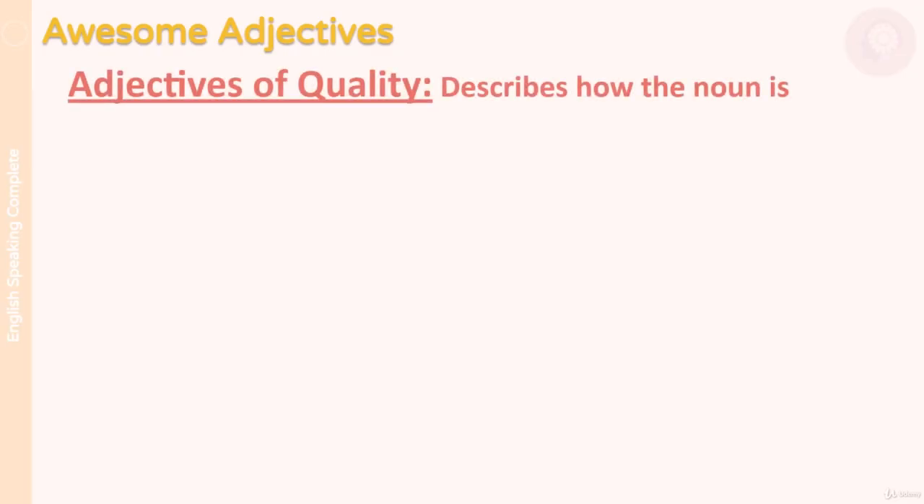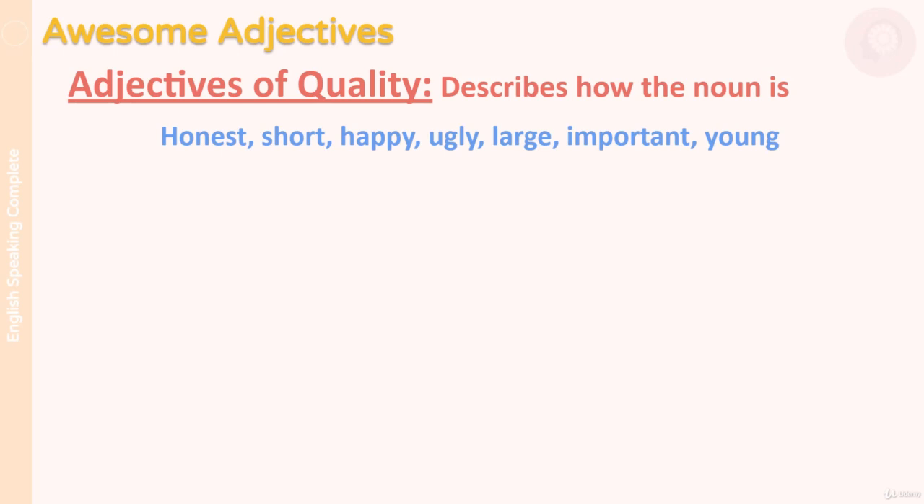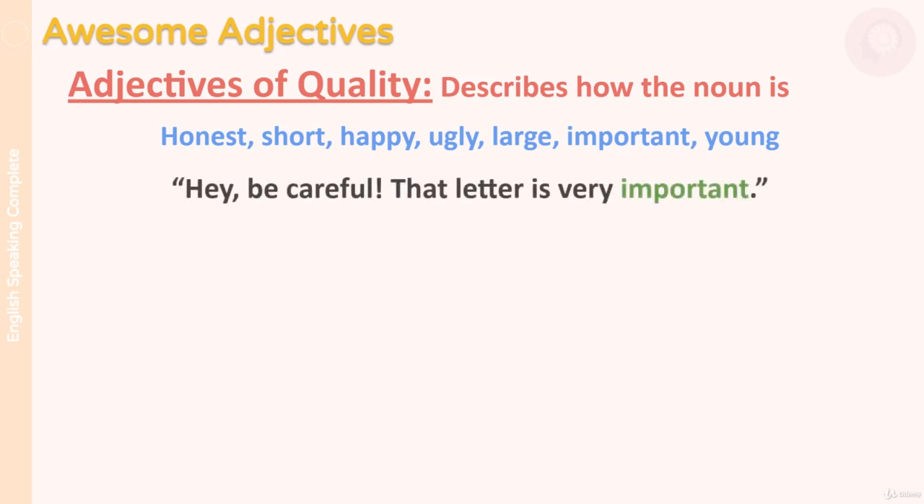So we'll begin with adjectives of quality. And this is that classic example of an adjective that describes how the noun is. It describes the quality of the noun. This can be things like honest, short, happy, ugly, large, important, young, all adjectives used to describe nouns. Hey, be careful, that letter is very important. So we have letter, which is our noun, and then we have very, which actually is an adverb, and important, which is our adjective. The quality of the letter is important.